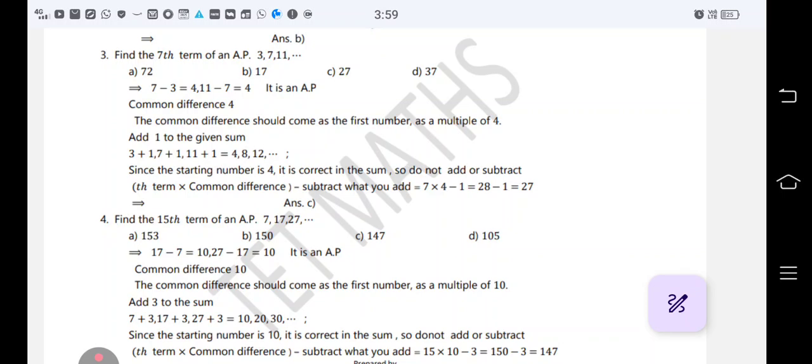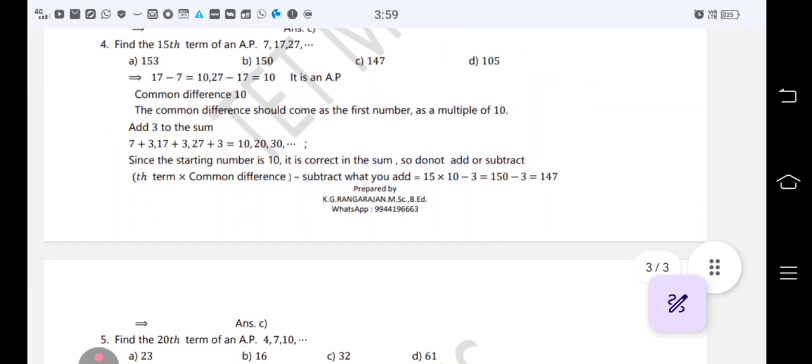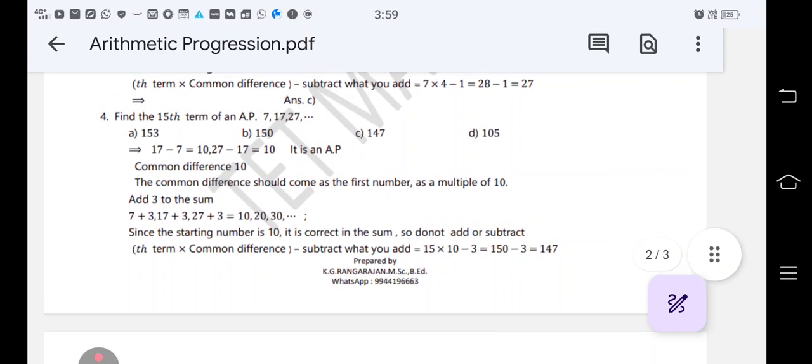The nth term into common difference, minus, subtract what you added. That is the 7th term. Therefore 7 into 4, minus, we have to subtract that 1. 7 4s are 28, minus 1 equals 27. Where is it? It is in C. Very good. Therefore, the answer is C.